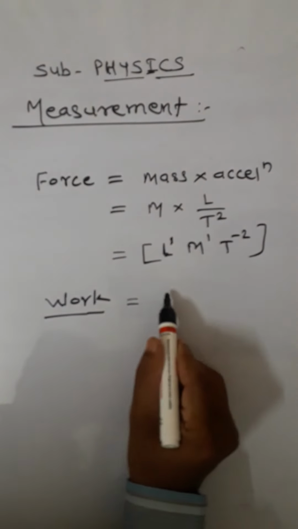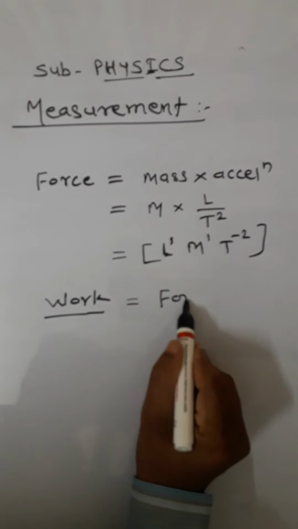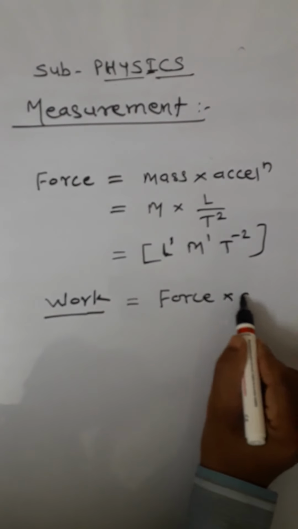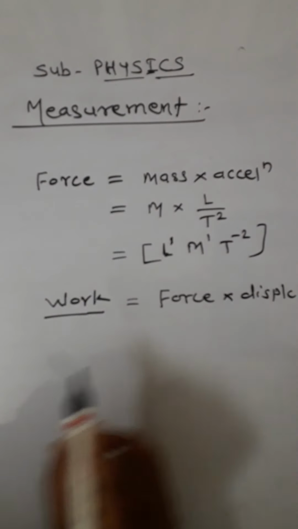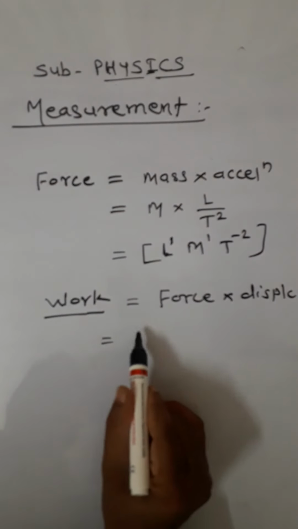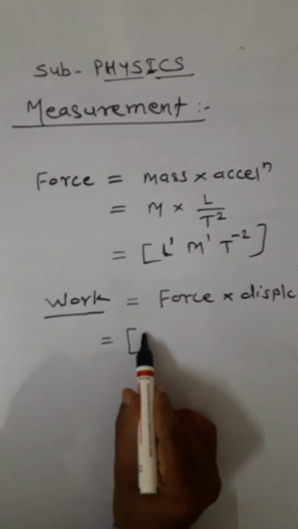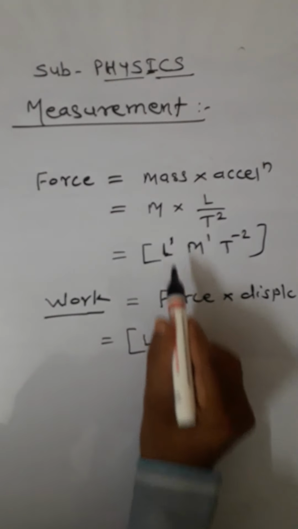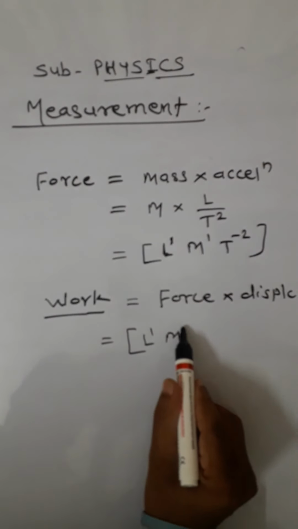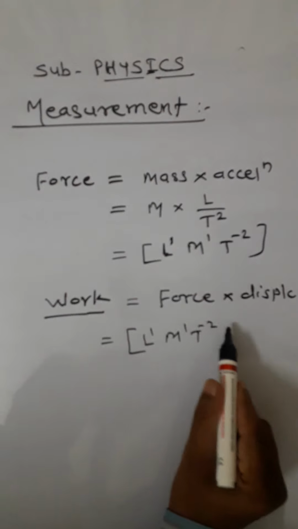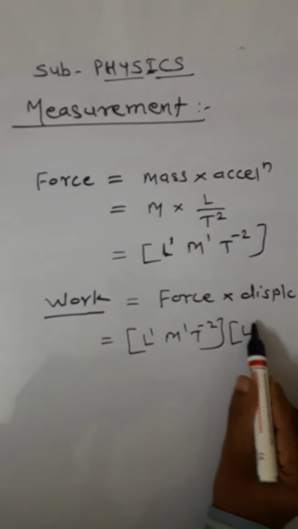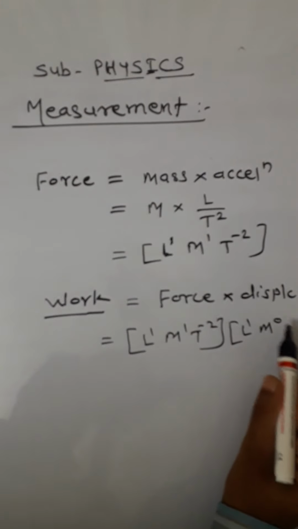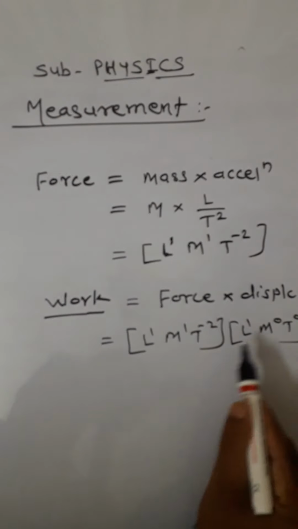Work is always in the form of the energy. Therefore work is nothing but what? It is the product of force into displacement. Work is nothing but the force into displacement. Then we know the dimension of the force, what is the dimension of the force? We have to find out here L1, then m1 and t minus 2. Displacement is nothing but what? Length, therefore L1 m0 and t also 0.